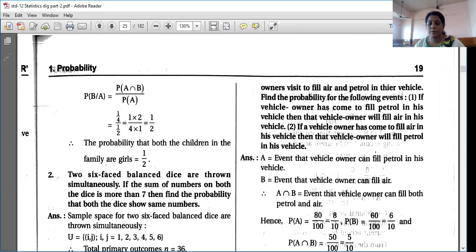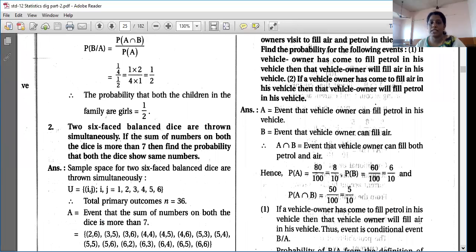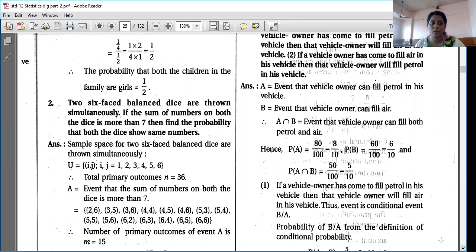Okay, that is the conditional probability. Conditional probability में हमेशा एक if word आता ही है, तो आप लोग को पता चल जाएगा ये conditional probability. Okay, now next, second question.